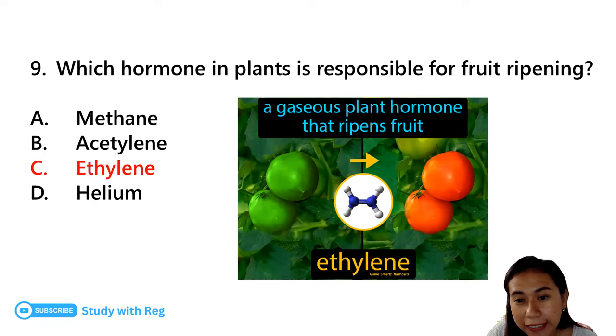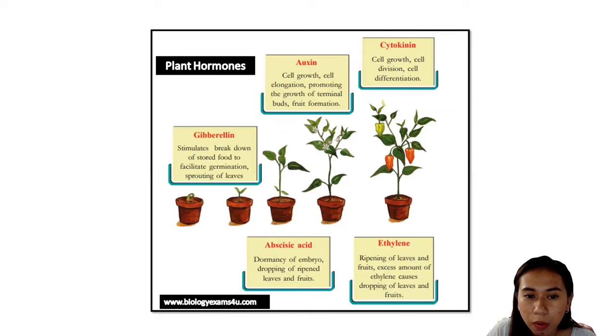Now, let's go through the plant hormones. You need to memorize this one, because there will be questions about it, and it also appears in general education, science. Usually, the answers asked are auxin and cytokinin. Now, gibberellin stimulates breakdown of stored food to facilitate germination and sprouting of leaves. It also causes stem elongation, which is why plants grow taller. It's because of gibberellin.